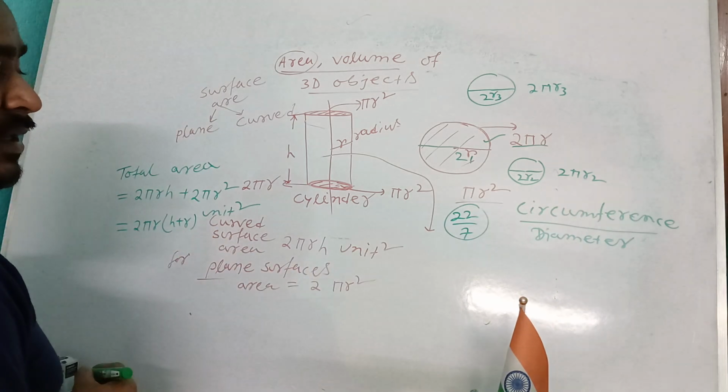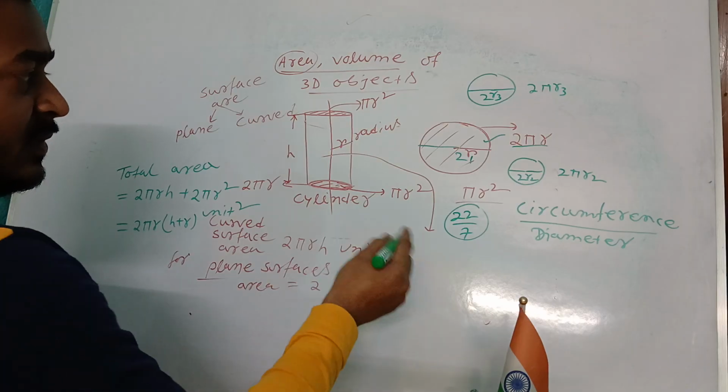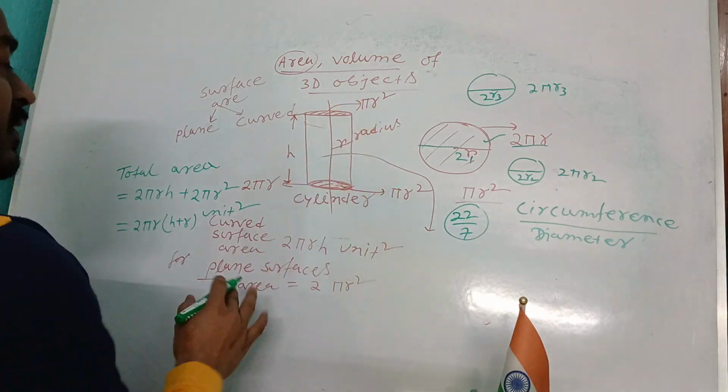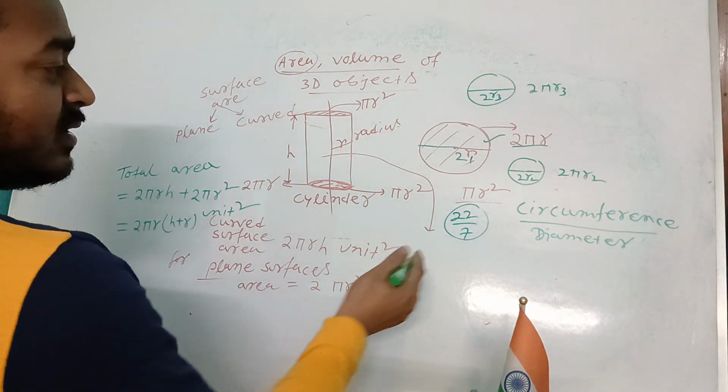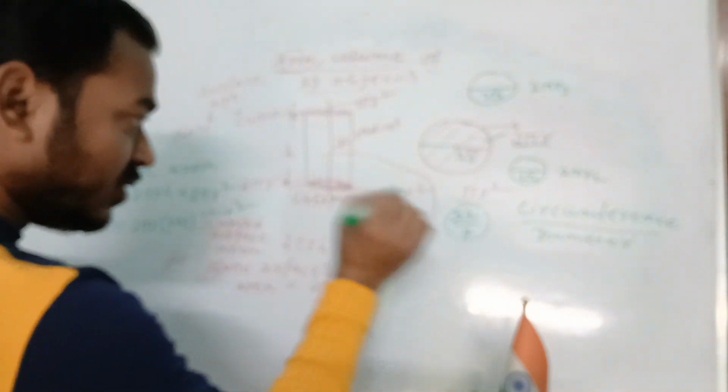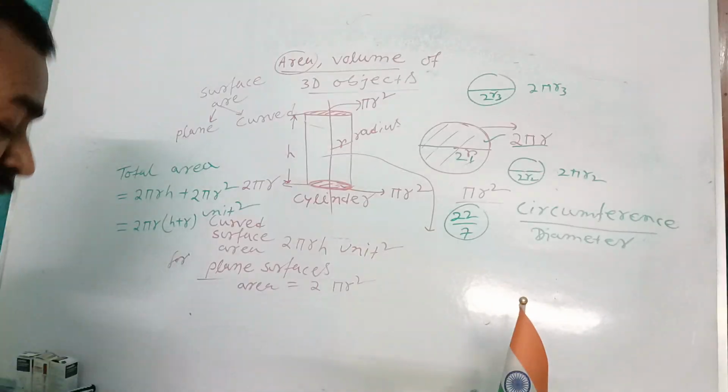Circumference to the diameter, then you'll always get, what is it? 22 over 7. Now the question is, sir, how to find it?